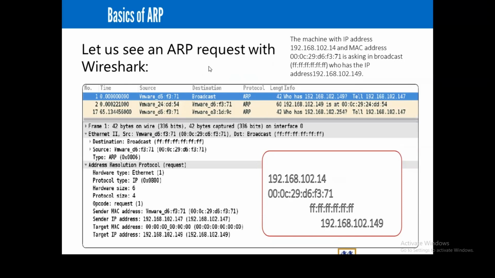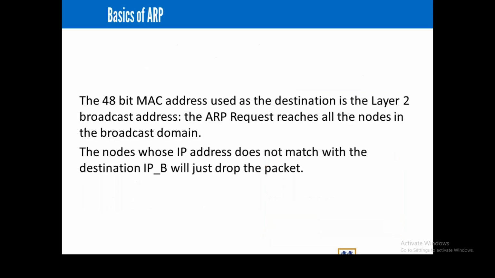You can use Wireshark to look at this, to do further diving into what we are talking about. The 48-bit MAC address used as the destination is the layer 2 broadcast address. The ARP request reaches all the nodes in the broadcast domain.